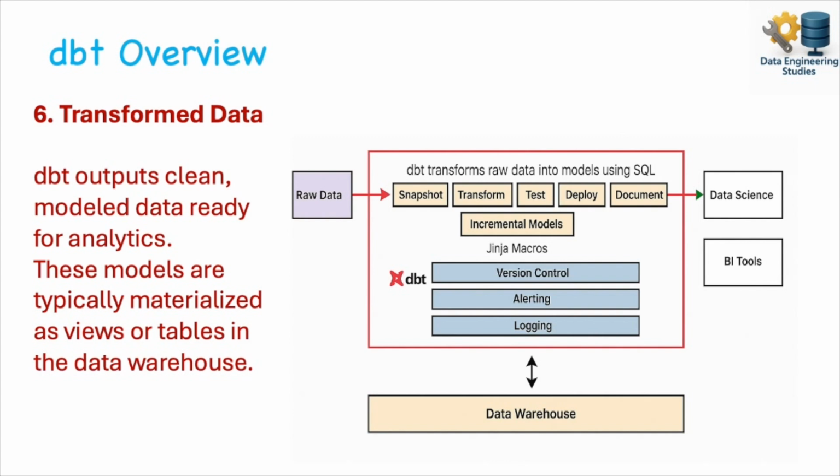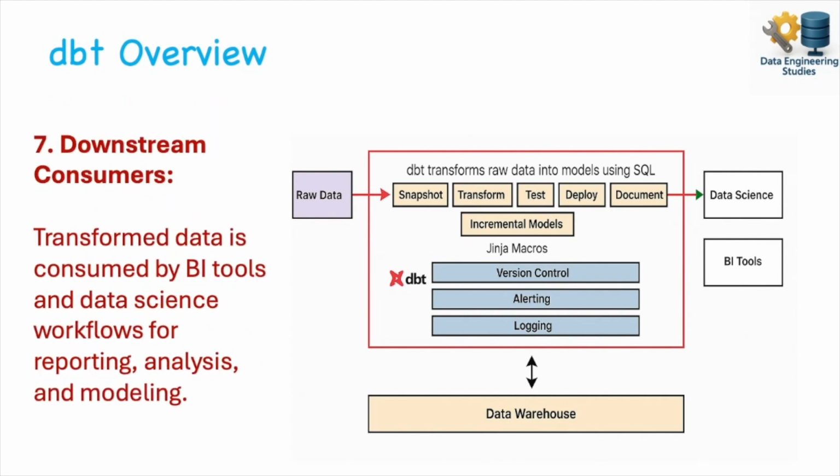Finally, let's talk about what happens after the data is transformed. The downstream consumers. Once DBT has created clean and reliable models, the transformed data is ready to be consumed by BI tools and data science workflows. This enables teams to build dashboards, run analysis, and develop machine learning models, all based on trusted and well-structured data.